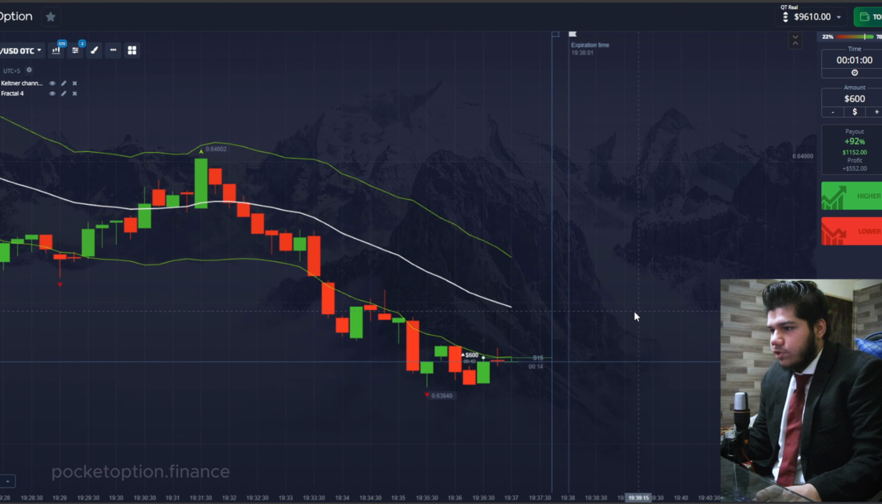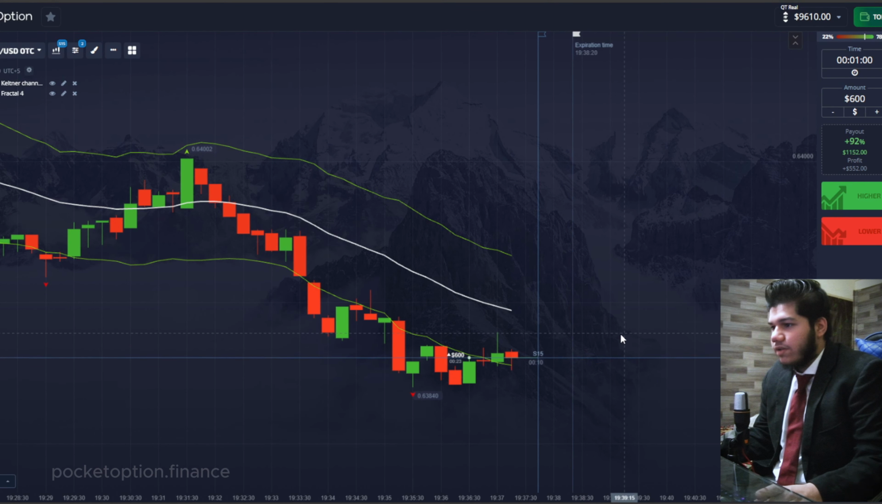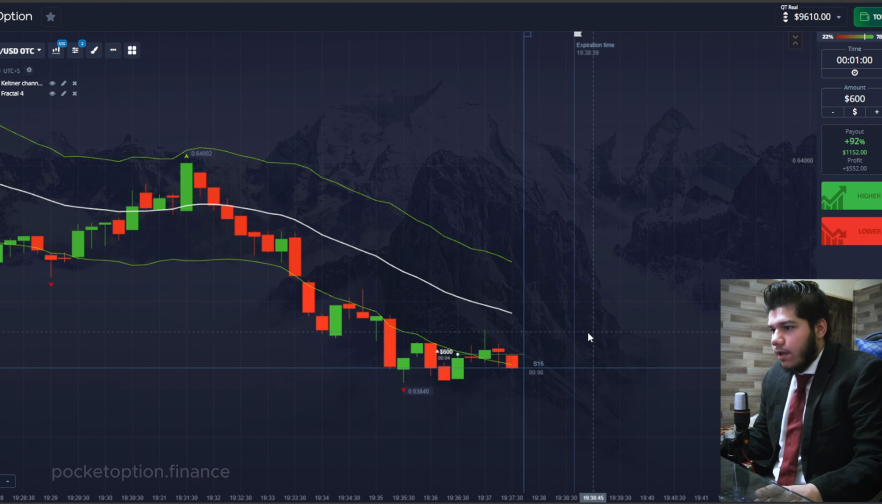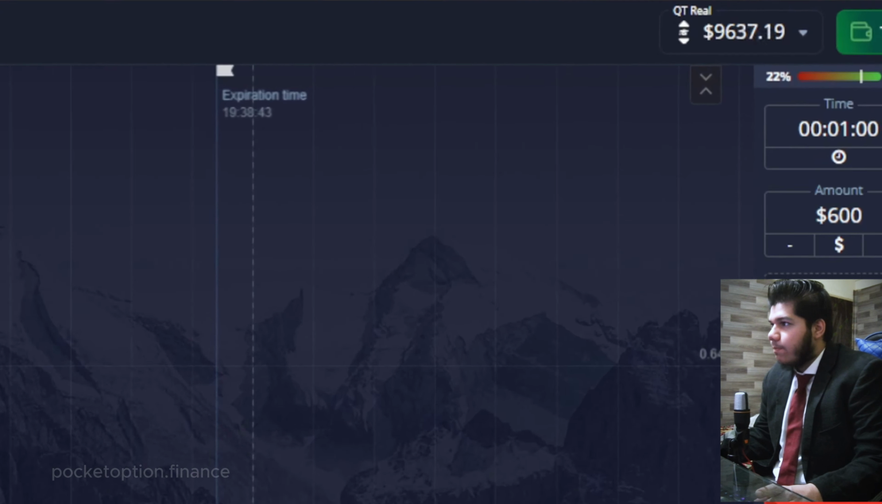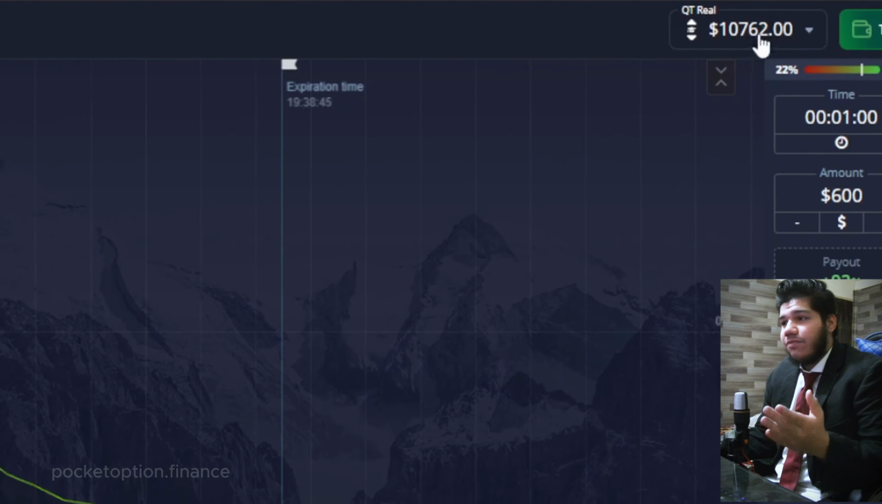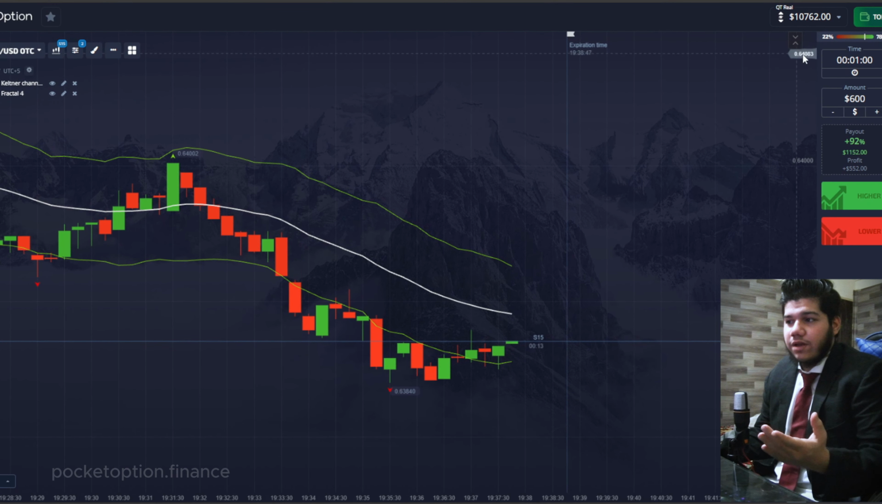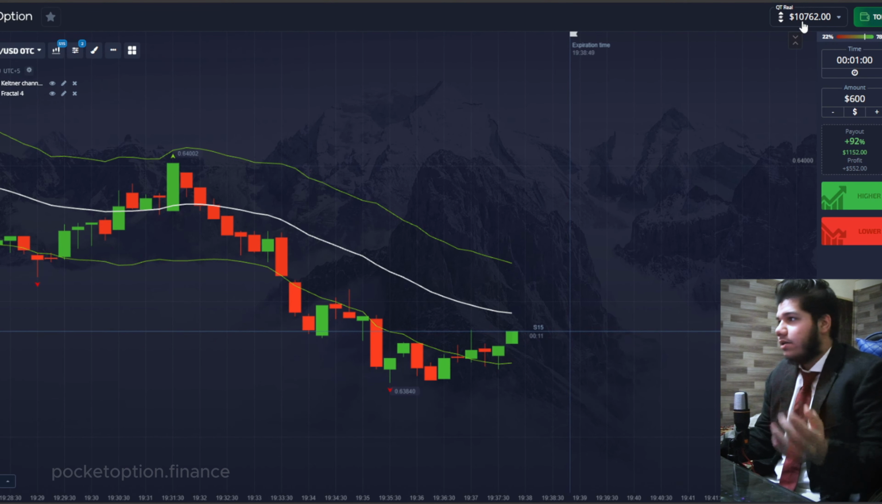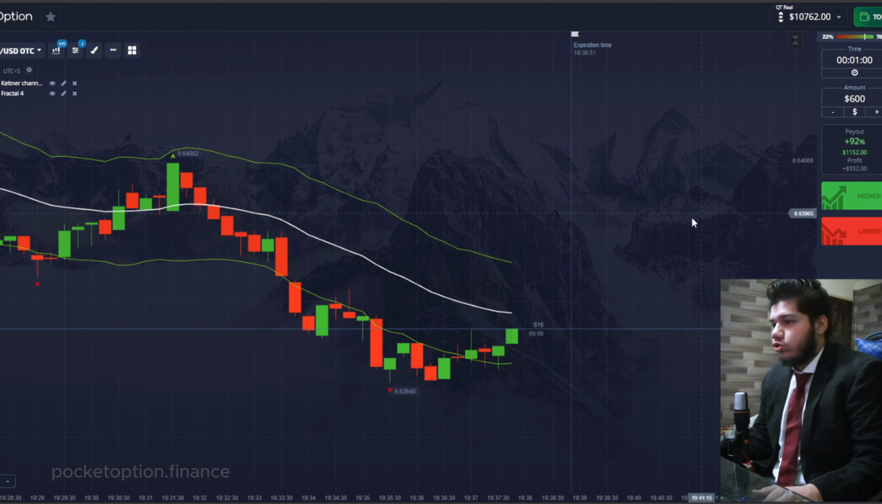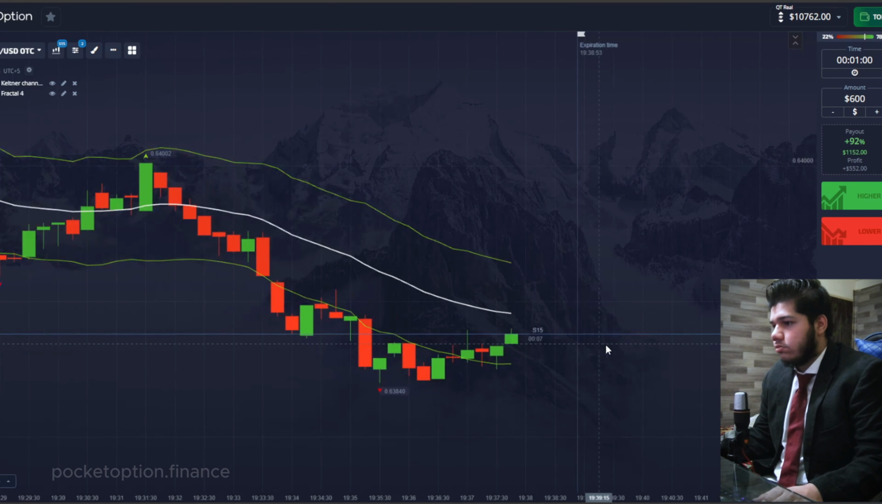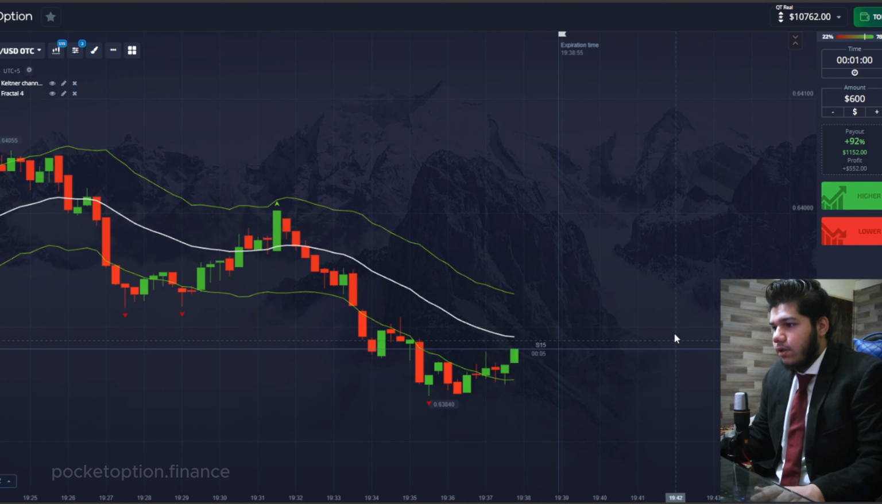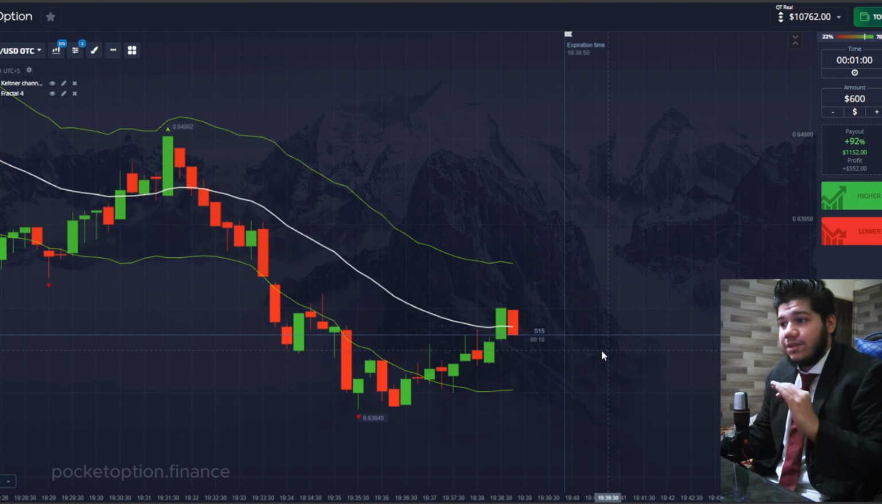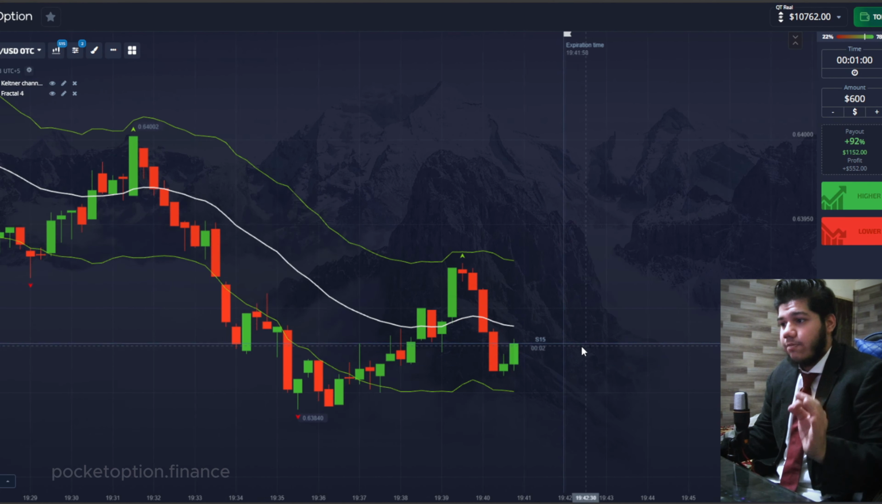Right, the trade is moving in our favor, you can see that, and boom, an amazing $550 profit on this single trade. So let's wait for another trade opportunity to form. Never take trades without any confirmation, always confirm it.